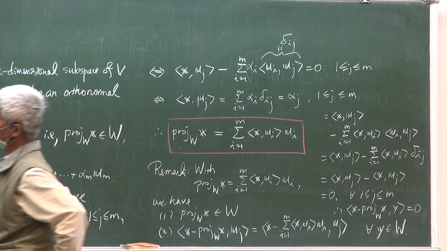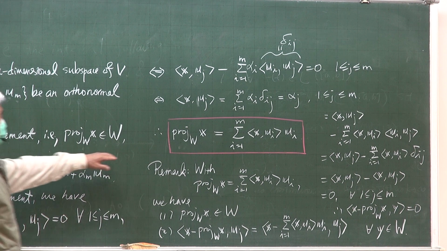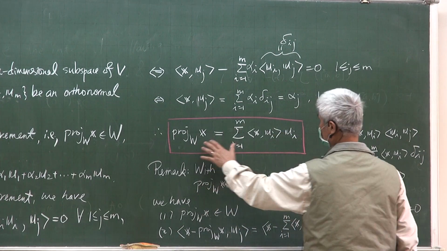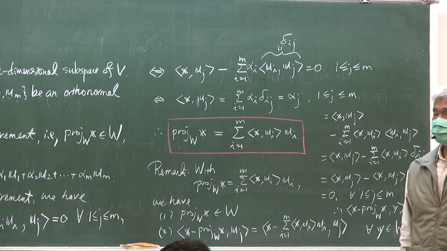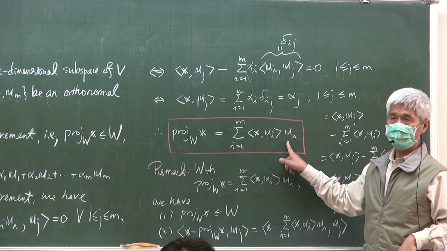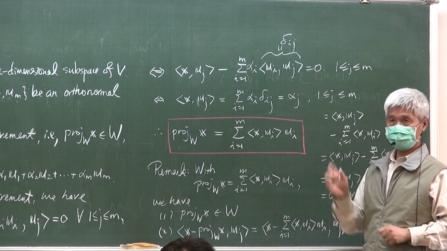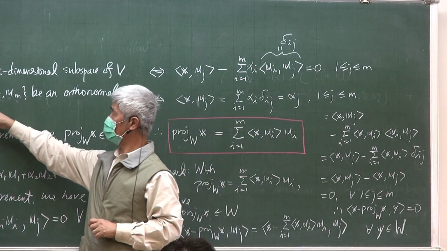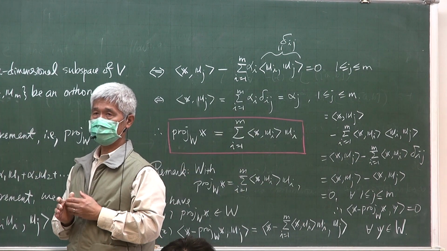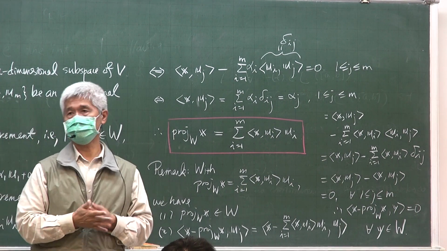So to say that the orthogonal projection satisfying these two properties is equivalent to saying that the projection of X onto W is equal to this summation, this linear combination of Ui. And the coefficient is just the inner product of X and Ui. And it is very important that the Uis form an orthonormal basis for W. Any questions?